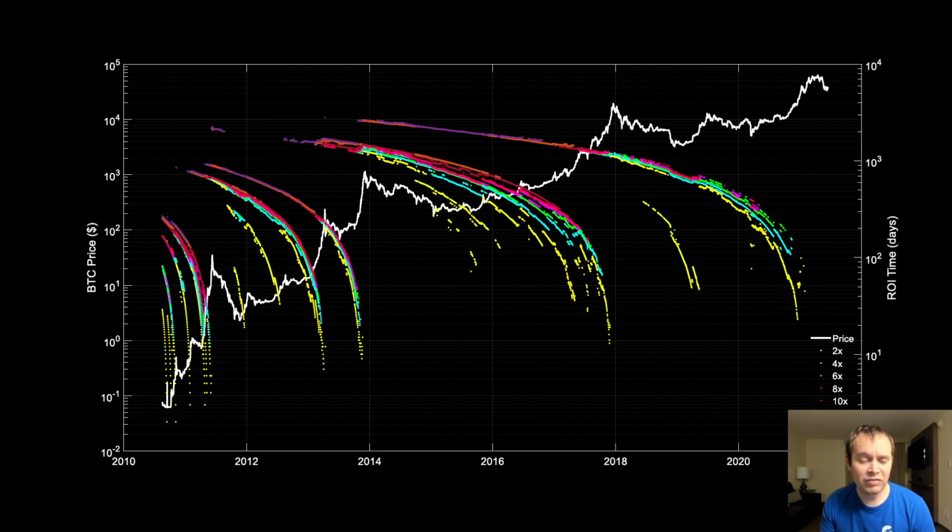When you look at the amount of time it takes to double up on your investment or quadruple or 10x, etc., you see the same stuff buried in the data, that these moves are flattening out. Macro level volatility is decreasing.